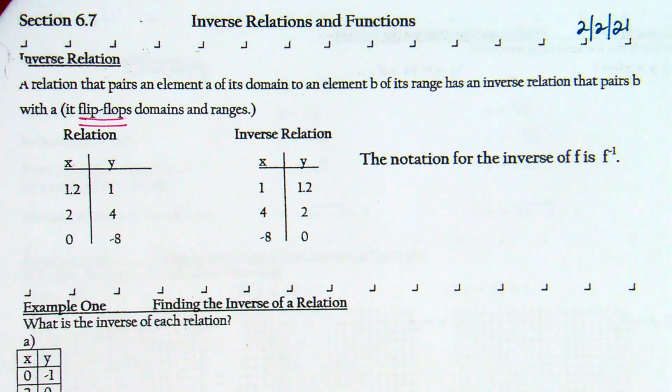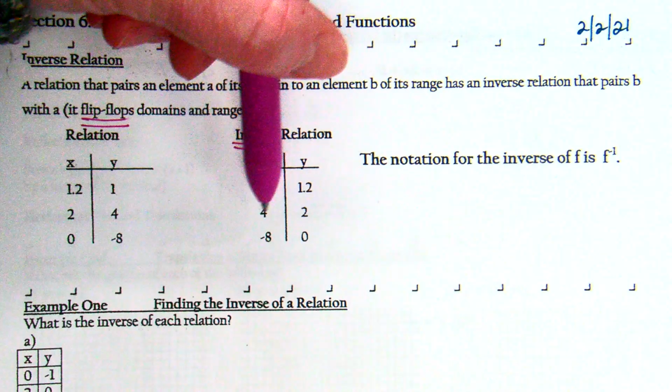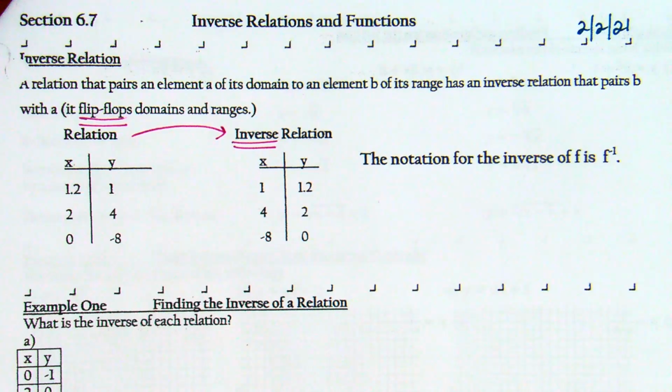So for example, here, if we look at this relation, where my ordered pairs are (1, 2), (2, 4), and (0, -8), what does the inverse look like? Well, instead of (1, 2), it's (2, 1). Instead of (2, 4), it's (4, 2). Instead of (0, -8), (-8, 0). So that's how we get our inverse: you're just taking your x values and your y values and you are flipping them.